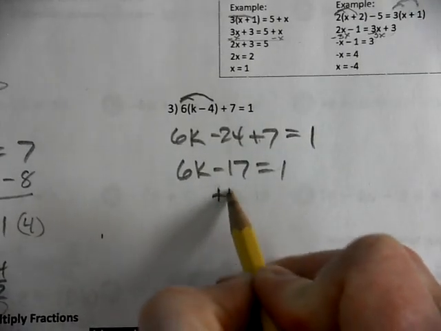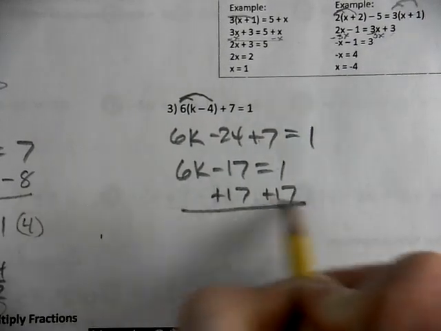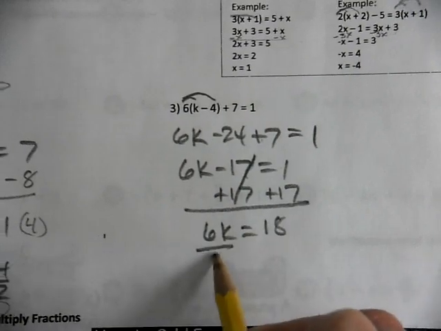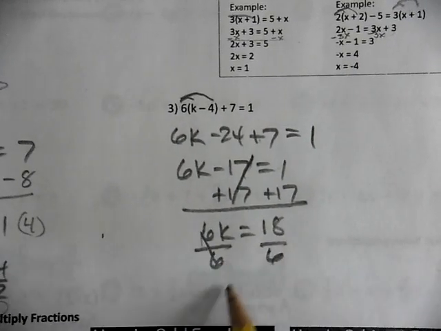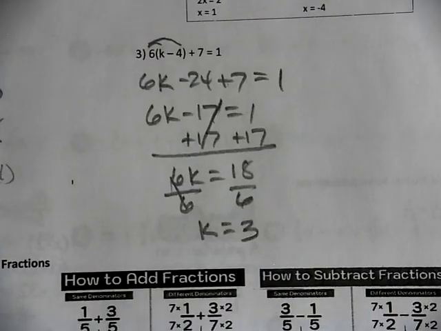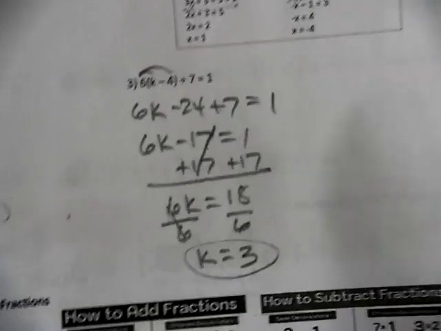And then we would add our 17 to the other side, because it's to the other side of the equal sign. And I got k equals 3. So those are your examples of the different ways that we're handling these problems.